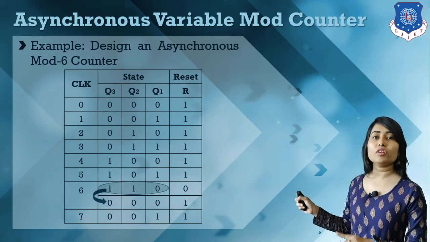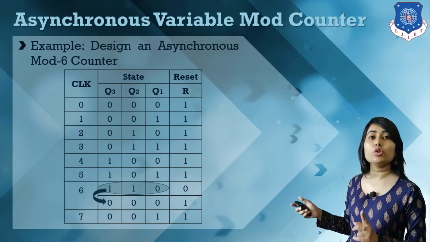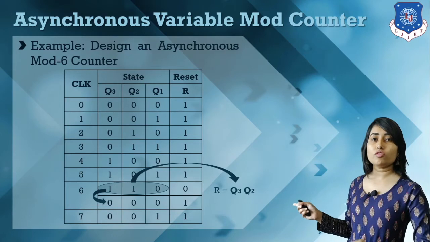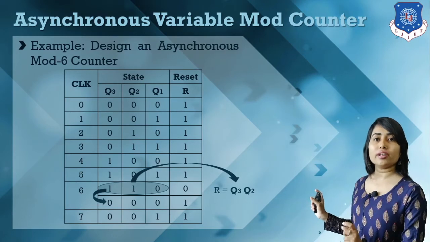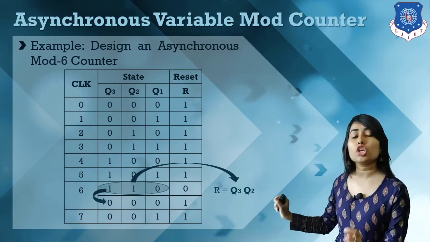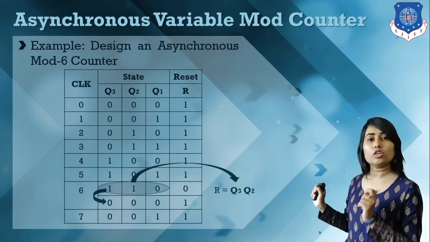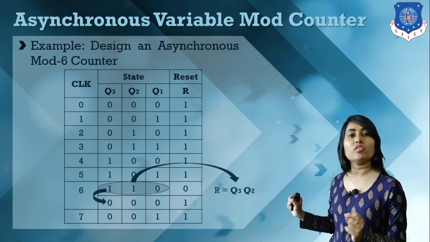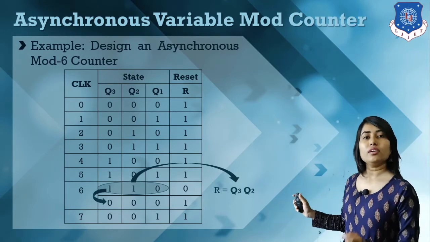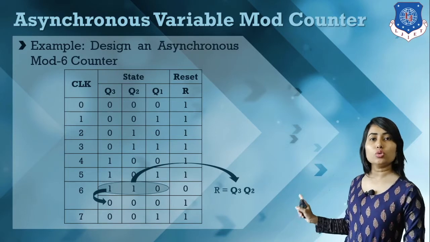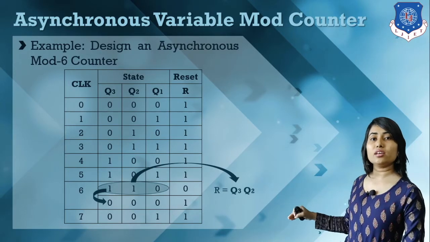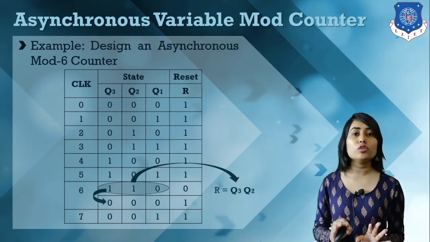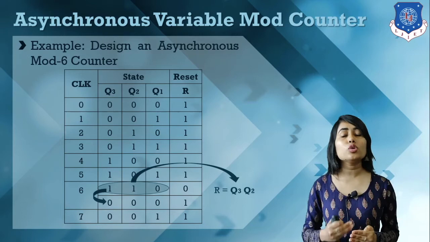Whenever this 110 occurs, we have to clear our flip-flops. To clear our flip-flops, we have this condition for clearing: whenever Q3 and Q2 are both equal to 1, we have to clear our flip-flops. Whenever we have Q3 and Q2, it will clear its value, and here we have 0 0 0. So using this logic we just reset our circuit.